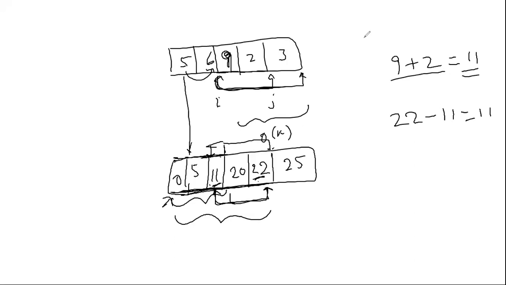Same with these three elements: you only check this value and this value, and say the sum is 25 minus 11, so 14. If you calculate manually, 3 plus 2 plus 9 is 14. So every time you are only looking at two elements, and you have reduced this to O of 1.